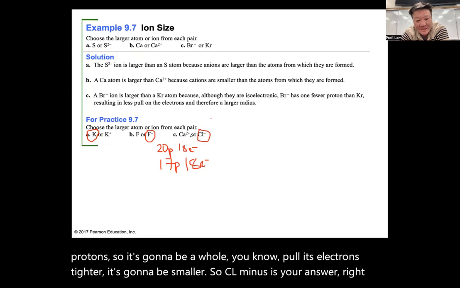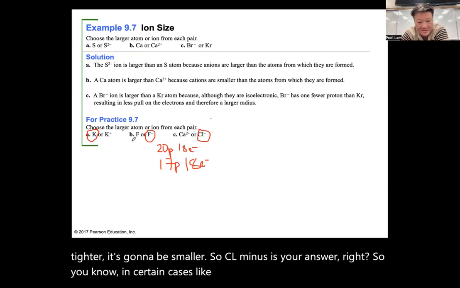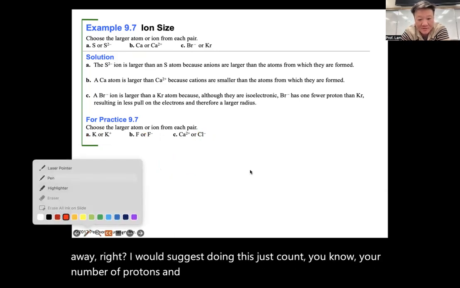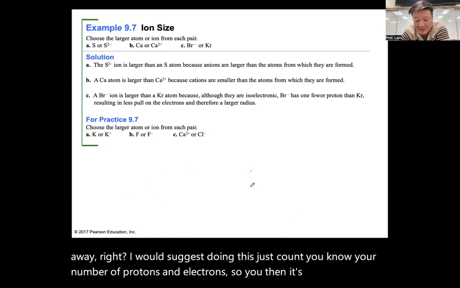So, in certain cases like this where it's not obvious right away, I would suggest doing this. Just count your number of protons and electrons. Then it's really easy to reason, right?